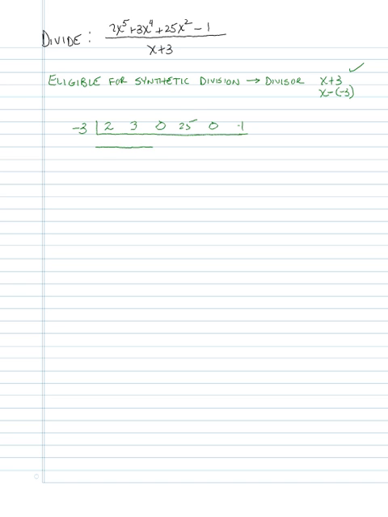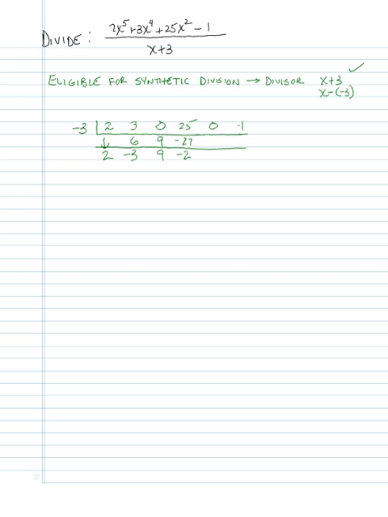Then we draw another line to create that blank row, and we bring the 2 all the way down. Now we say -3, the synthetic divisor, times the 2 on bottom is -6. And then we add the 3 and the -6, and we get -3. Then we take the -3 times the -3 on the bottom row, and we get a +9. We add the 0 and the 9, and we get a 9. Then we take the -3 times the 9 on the bottom row, we get -27. We add the 25 and the -27, and we get a -2.